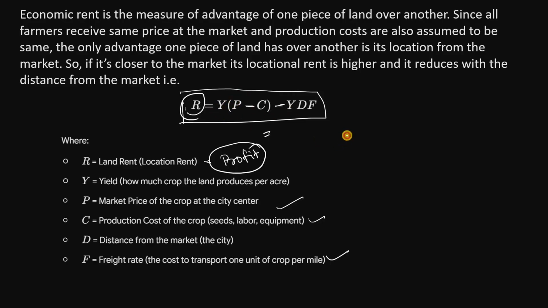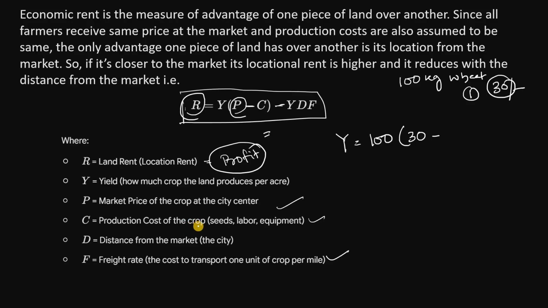Now what is Y? Y means yield of crop, how much crop the land produces per acre. Suppose per acre you are producing 100 kgs of wheat, then your Y is equal to 100. Then P, the market price of the crop at the city center. Suppose for 1 kg of wheat you are getting 30 rupees in the market, so let's put the value as 30. Then the production cost of the crop: suppose for 1 kg of wheat you are investing around 10 rupees. Then you have to solve it, multiplying by 100 kg.